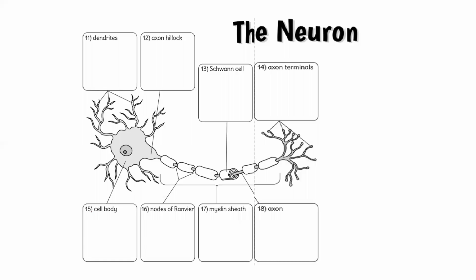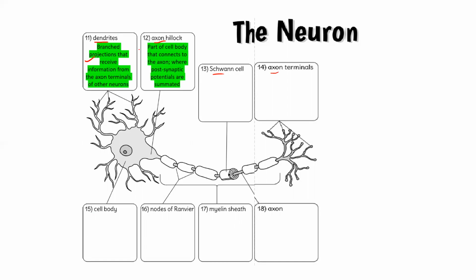You've got this diagram here, the cell project, and I kind of wanted you to just get some notes put into this once you print it off. It's just a good way to learn. The branch projections, the axon hillock, cell body that connects the axon where postsynaptic potentials are summated. We're going to look at that in another video.